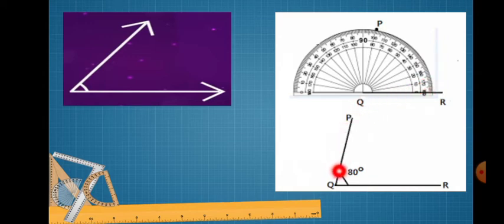Now let us measure this angle PQR. Place the protractor on the ray QR and observe this, children. The ray PQ points towards 80 degrees. So the measure of this angle is 80 degrees.